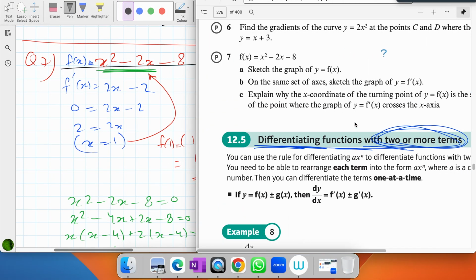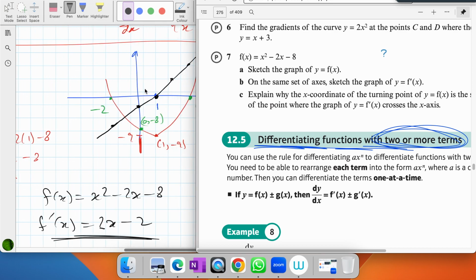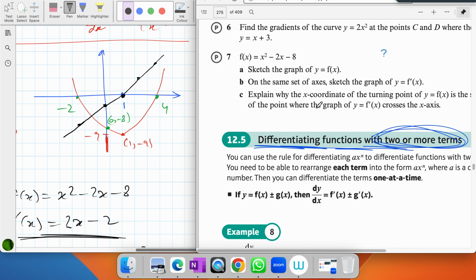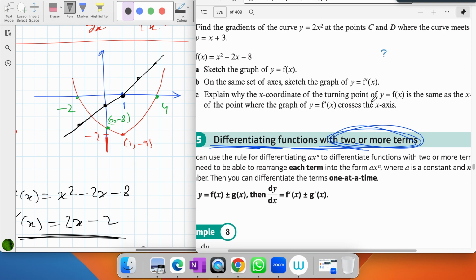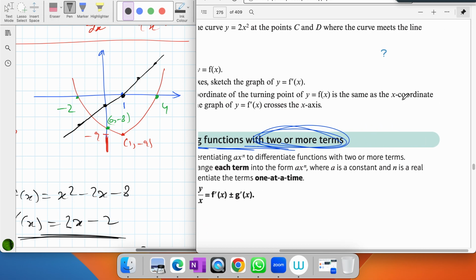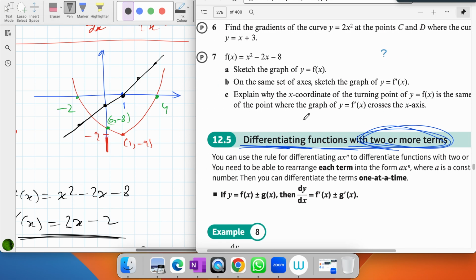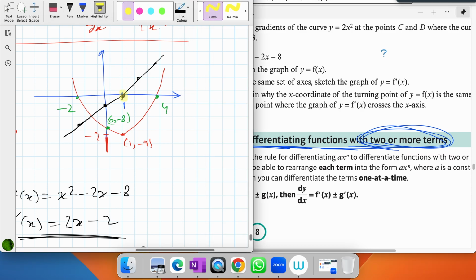We drew the sketch of both of these on the same set of axes. Sketch the graph of f(x) and f'(x). Explain why the x coordinate of the turning point of y = f(x) is the same as the x coordinate of the point where the graph f'(x) crosses the x-axis. Okay, why is this point the same? This point.